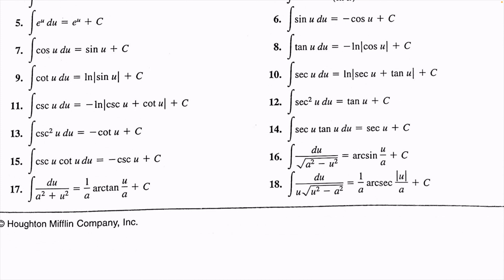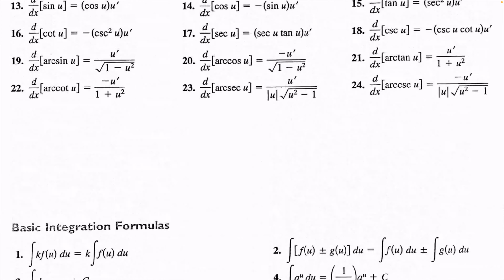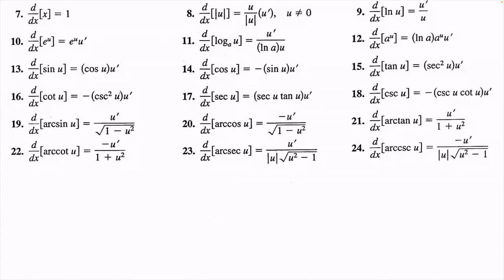Luckily, there's only 3 of them, 16, 17, and 18. The others you don't have to worry about. For inverse trig, when you're doing derivatives, remember arc and inverse are the same thing. So if it says arc sine, it really just means inverse sine, cosine, tangent, cotangent, secant, cosecant. For all those we had for derivatives, right?